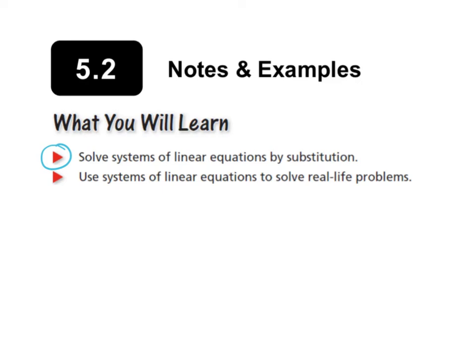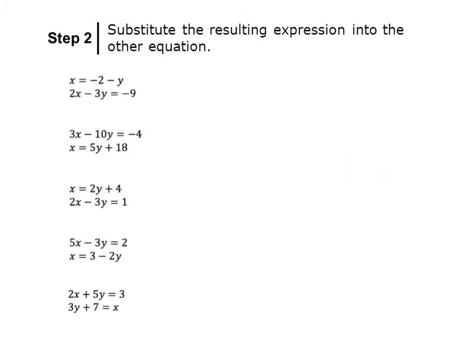So once more, we want to look at substitution, right? But this time, what if x is the letter we have by itself? I really don't do anything different. It's just instead of replacing y with something, this time we're going to replace x with something. So if I know x is negative 2 minus y, I'm going to replace x with negative 2 minus y.